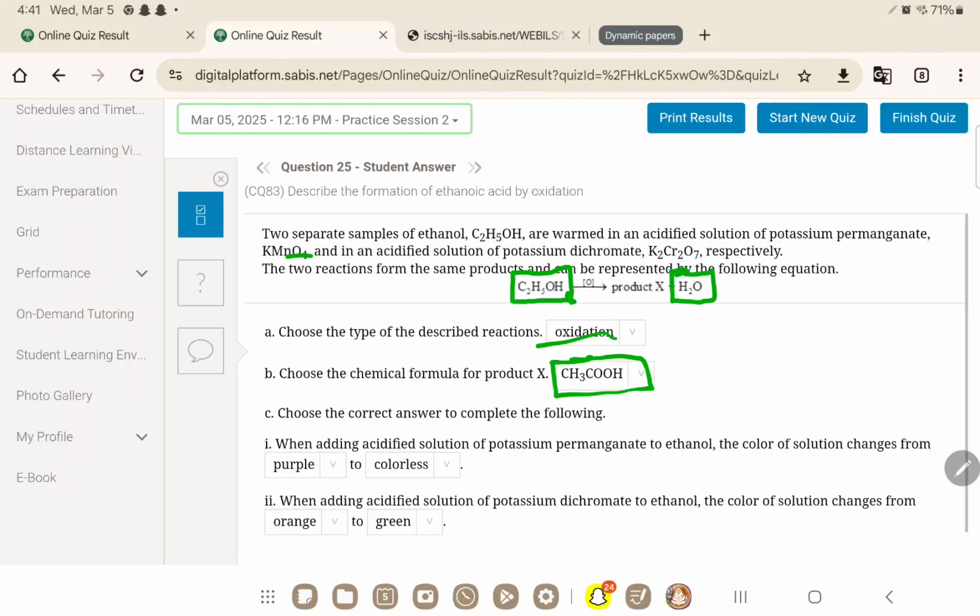Now, whenever you have potassium manganate, it's purple to colorless. Potassium dichromate, orange to green. These are all memorization for this question. Moving on.